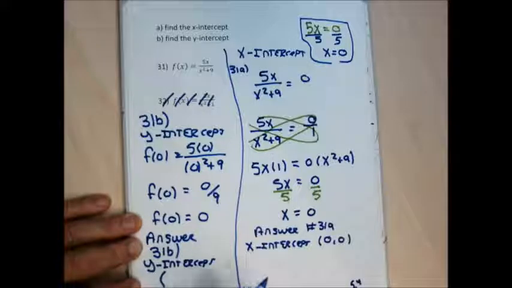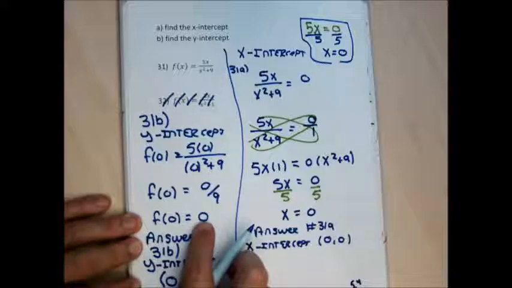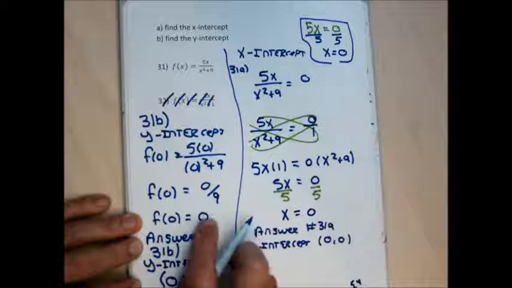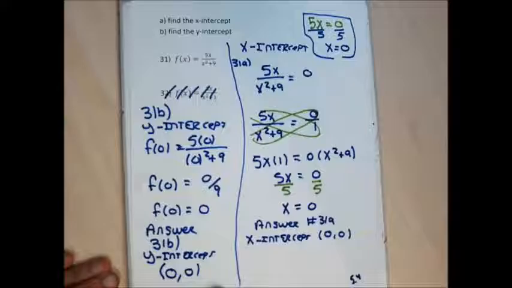My answer to 31b is going to be the y-intercept. The opposite letter is always 0. The opposite letter of y is x, so the x is going to be 0, and the y part is that 0 as well, but the 0 is from the answer. So the y-intercept is going to be (0, 0).